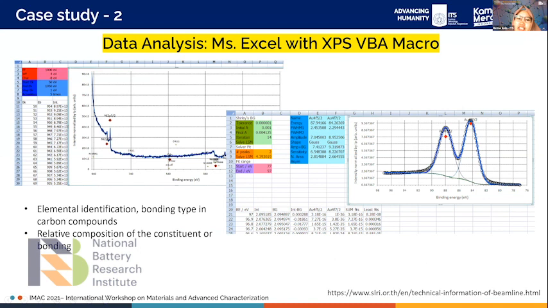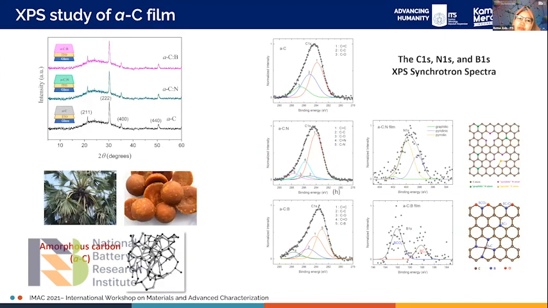And to do the analysis, basically you can use programs like Origin or Avantage or any other program, but actually the beamline scientists in this facility also provide us with Microsoft Excel embedded with an XPS macro, so we can analyze the XPS spectra using Microsoft Excel. This is the example. Here is the wide range, and then we can look at the specific peaks, and through the convolution of these peaks, we can get information such as elemental identification and also relative composition or bonding.